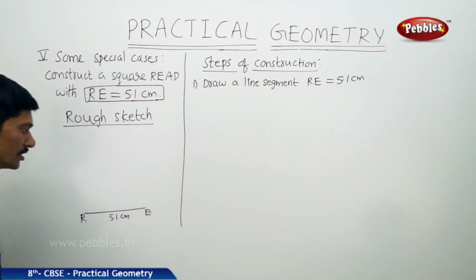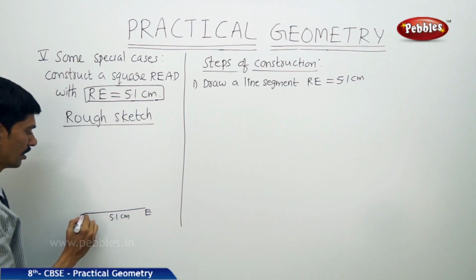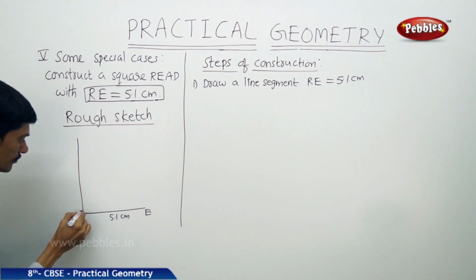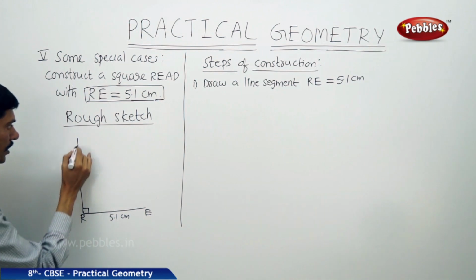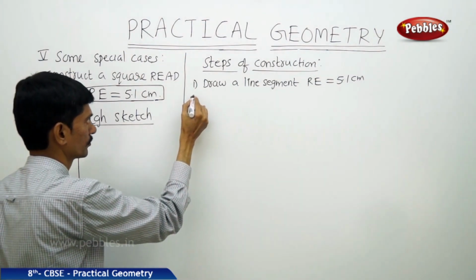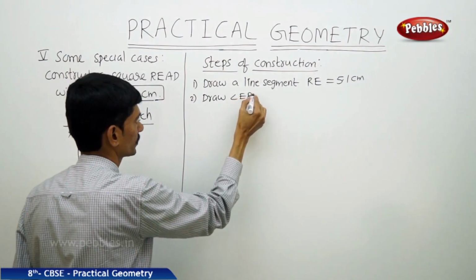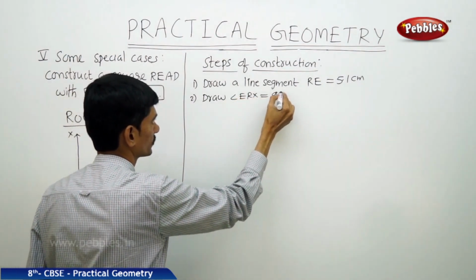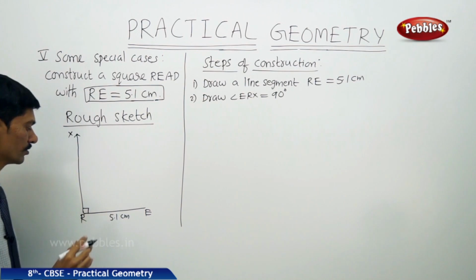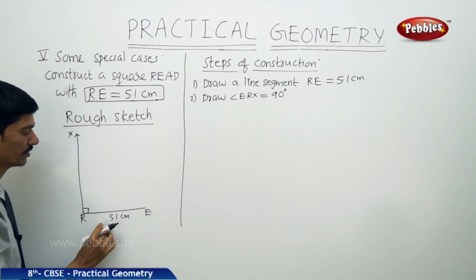So we know that each angle of the square is a right angle. Now let us draw angle ERX. Angle ERX is a right angle. Draw angle ERX equals to 90 degrees. And we know that each side of the square is same. So if one side is 5.1 centimeters, then all the sides are also same as 5.1 centimeters.